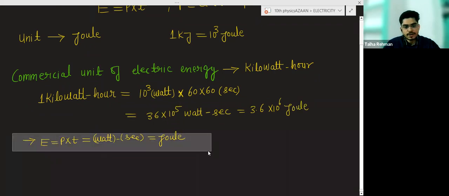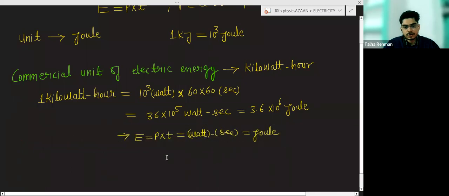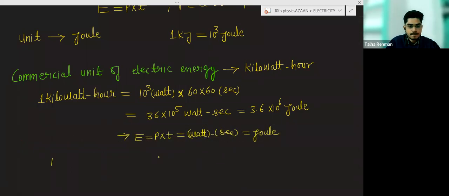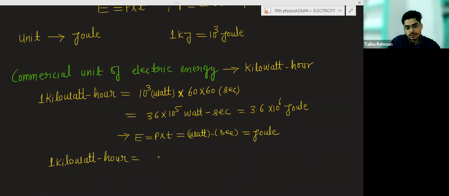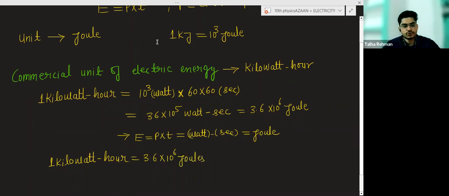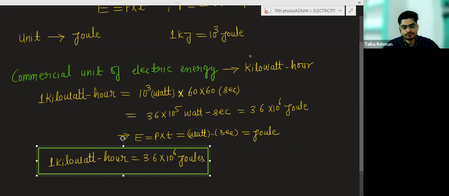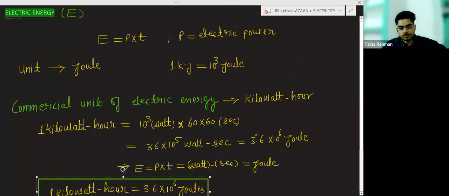So in 1 kilowatt hour, how many joules are there? 3.6 into 10 to the power 6 joules. So this conversion you should know. Write down fast, then we will solve numericals.